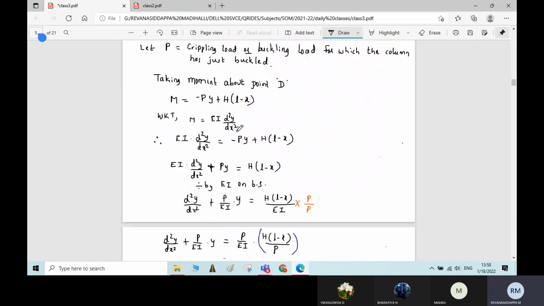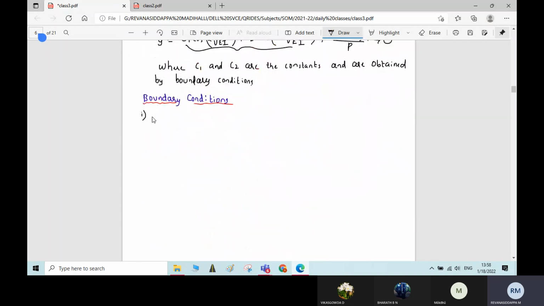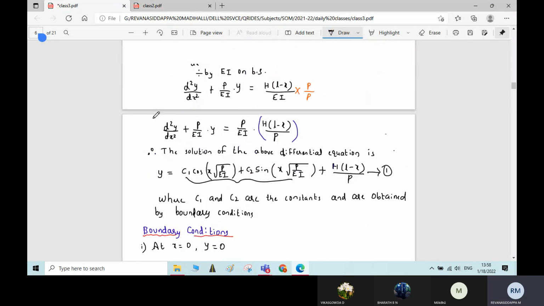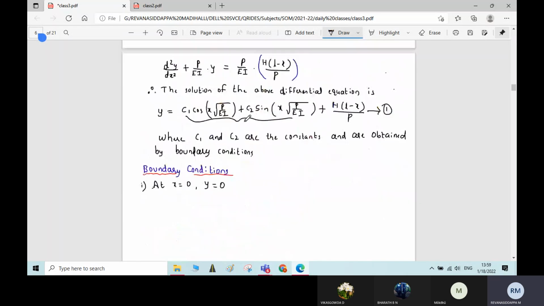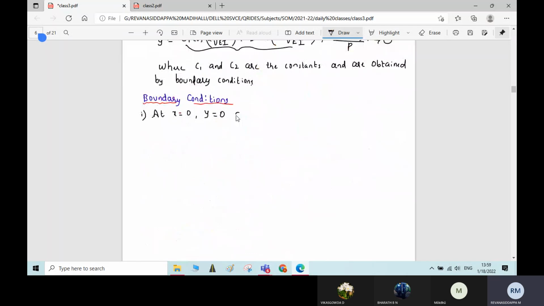At x equal to 0, at the fixed support, deflection y is equal to 0, correct? There is no deflection here. This y is 0 at the support when x equal to 0. We will get one more condition, that is dy by dx equal to 0. The slope of the curve dy by dx is also equal to 0 at the fixed support. Remember, always at the fixed support, this condition will apply. At x equal to 0, y equal to 0 and dy by dx equal to 0.